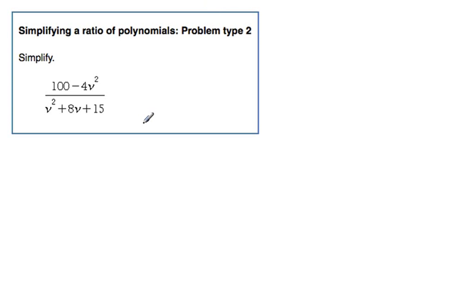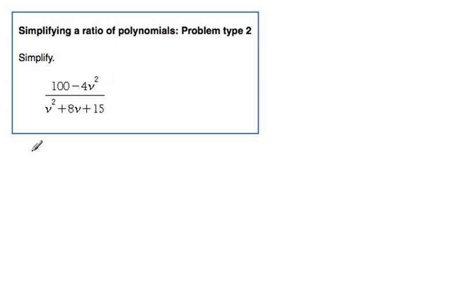All right, this problem is from Module 8, simplifying a ratio of polynomials, problem type 2. So we have to simplify (100 minus 4v squared) over (v squared plus 8v plus 15).